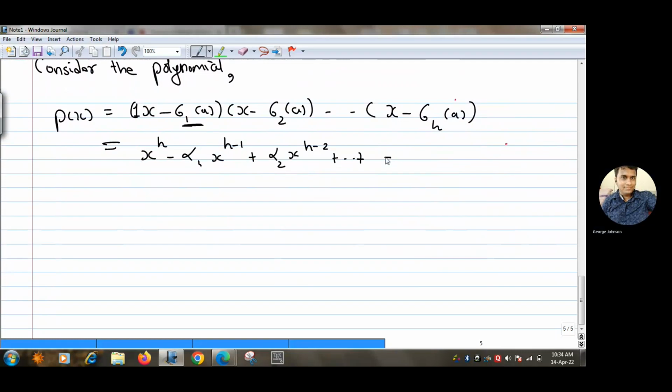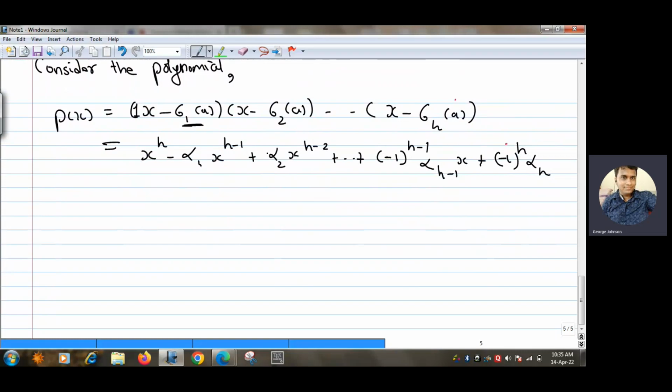And the second last term will be minus 1 to the power h minus 1, alpha h minus 1, x, plus minus 1 to the power h, alpha h. Okay. See, you can simplify this and get this. To understand this, you take h to be 3 or 4. Okay, you take h equal to 3 and then you solve this, you will get back alpha.